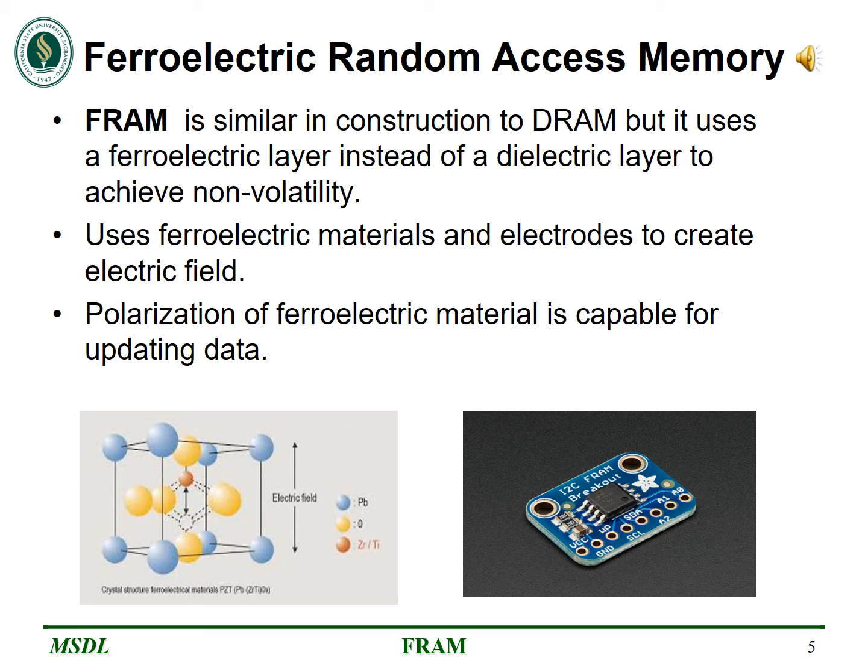What is FRAM? FRAM has the same structure as dynamic RAM, but FRAM uses a ferroelectric layer to gain the non-volatile property instead of the dielectric layer. In addition, FRAM uses ferroelectric material to store the data and two electrodes as a capacitor to create an electric field. As we can see in this figure, FRAM technology operates on the polarization of crystal elements to perform read and write operations.